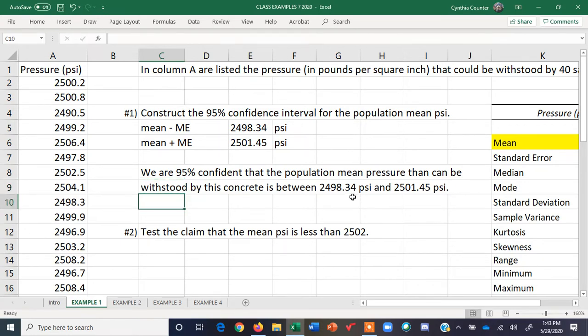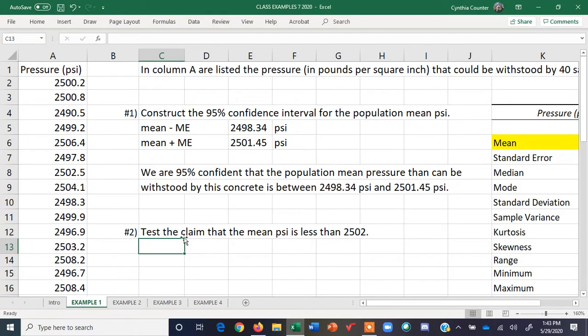Notice I rounded these to 2 decimal places, or I kept the 2 decimal places that came up here, because all the original data is only to 1 decimal place, and we want to round off our sample statistics and confidence intervals to 2 decimal places, meaning 1 more decimal place than the original data. So here we then find that according to our confidence interval, we're 95% confident that the population mean is somewhere between 2498.34 and 2501.45. Now let's look at a hypothesis test.